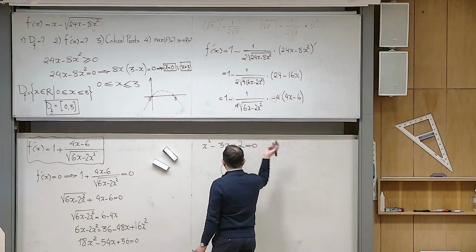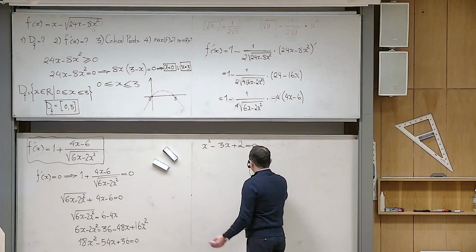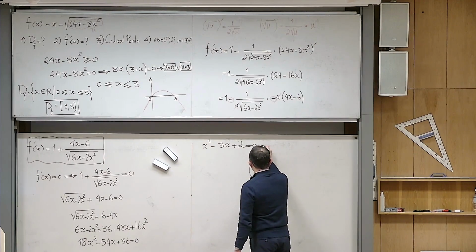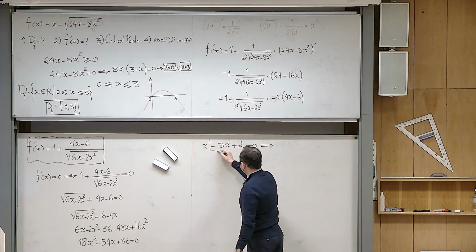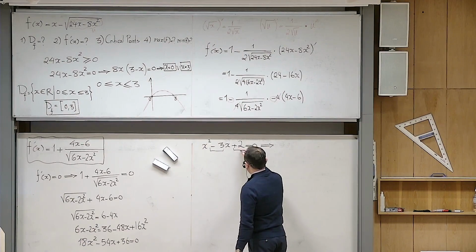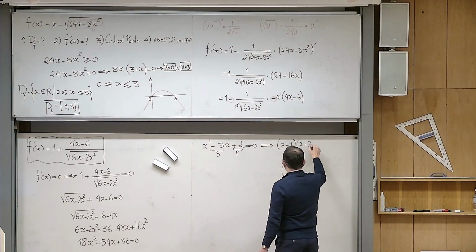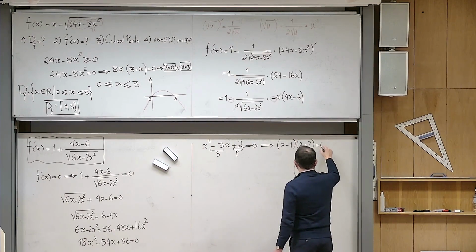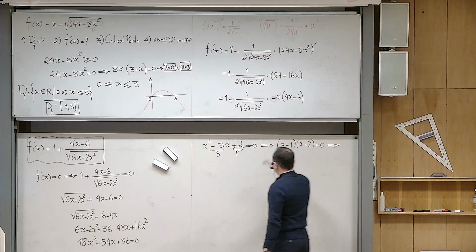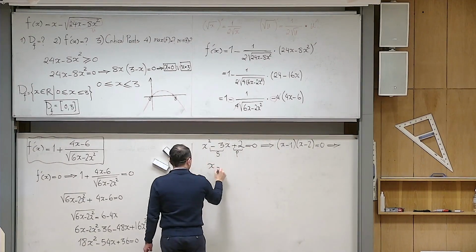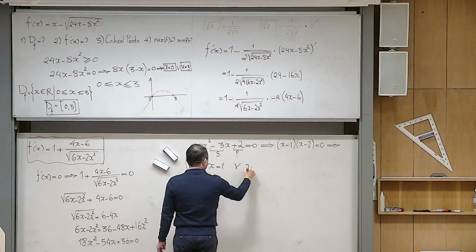You can use the ABC formula or, I don't know, the PQ formula, but let me factorize it. It is easier. I need two numbers whose sum is minus 3 and the product is 2. So they are minus 1 and minus 2. So when I factorize, this gives me this. So this means that either x is equal to 1 or x is equal to 2.